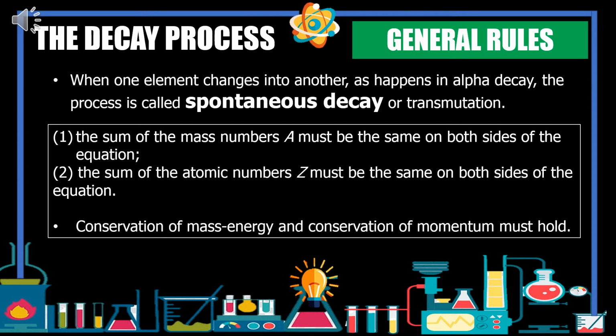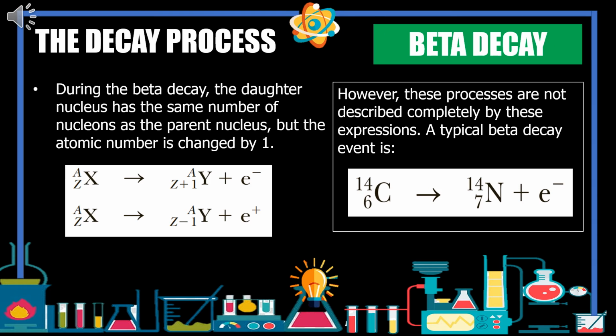Conservation of mass energy and conservation of momentum must hold. Now, let us talk about beta decay. Generally, beta decay, like any other form of radioactive decay, happens in the nucleus of an atom. During beta decay, one of the neutrons in the nucleus turns into a proton. In this process, a new electron is made and emitted.